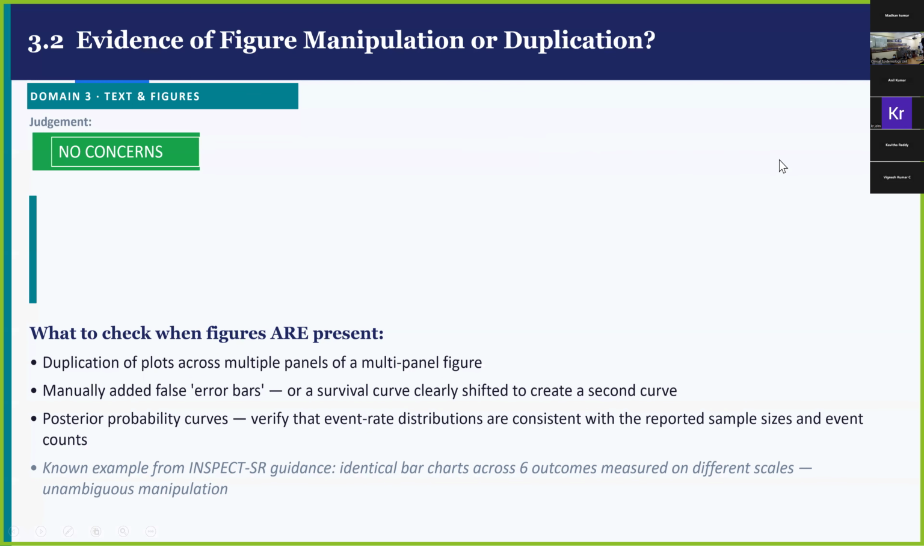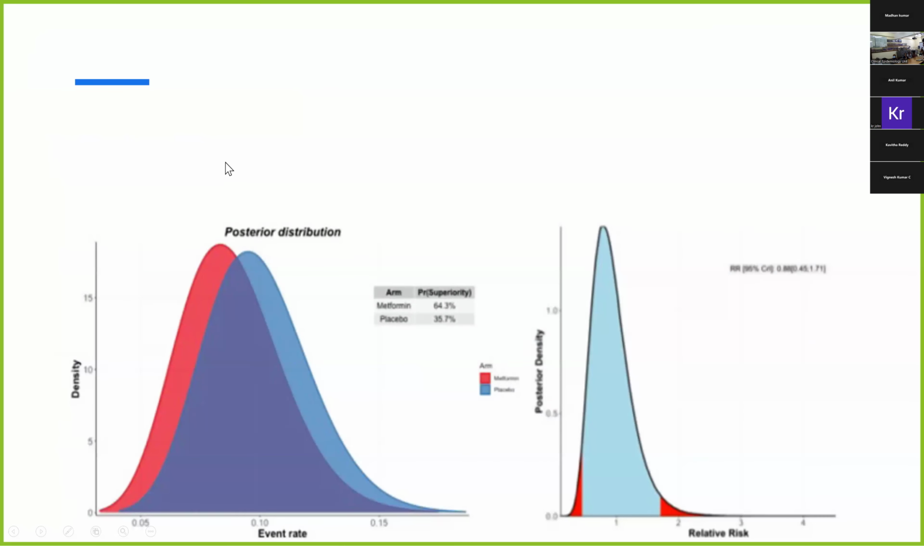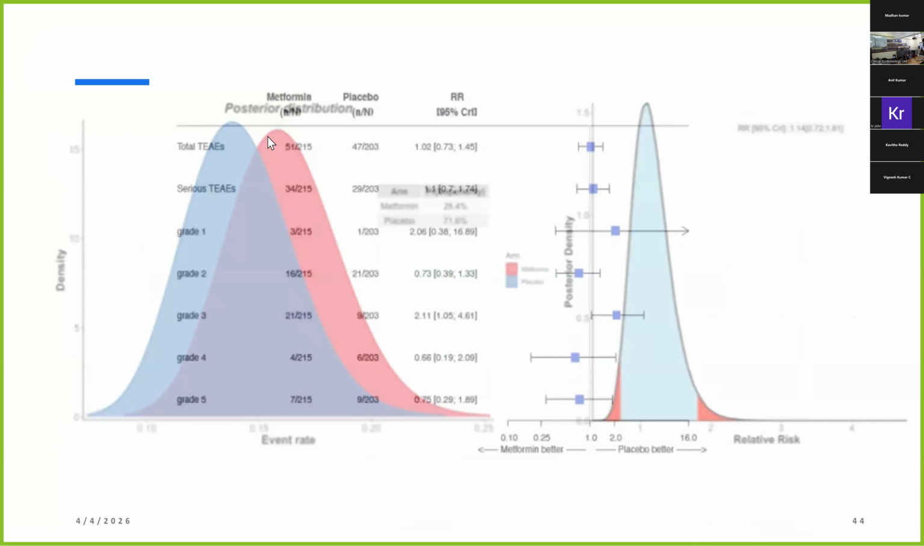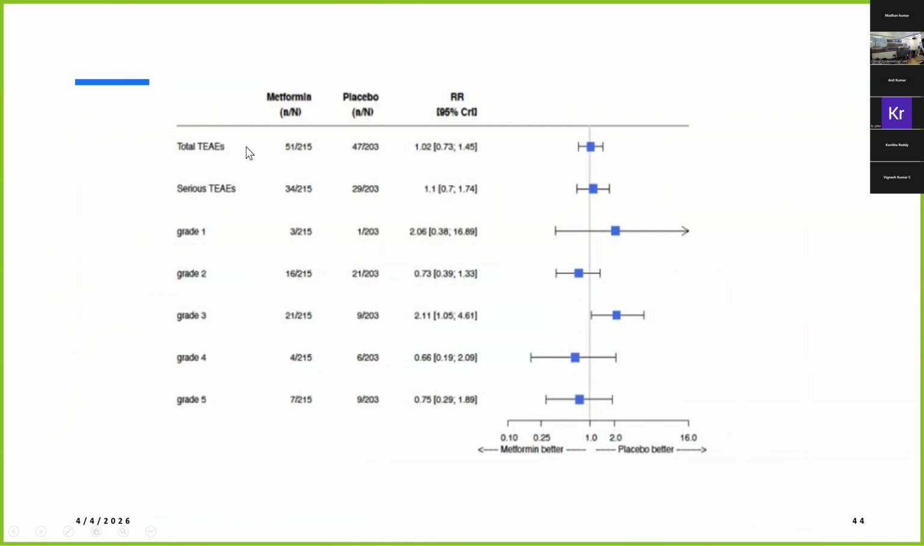But in our study, we did not find any tortured phrases being used. The second question involves finding out if there is evidence of figure manipulation or duplication in the study. Here again, we have given no concerns. The study has given 3 figures per se, which showed the posterior probability of the event occurring in the metformin arm as compared to the placebo arm. And they have also given a graph showing the incidence of adverse effects, whether they were different between metformin and placebo.